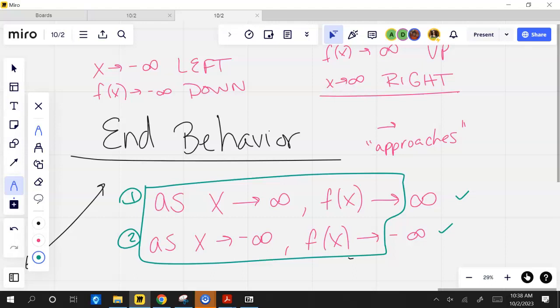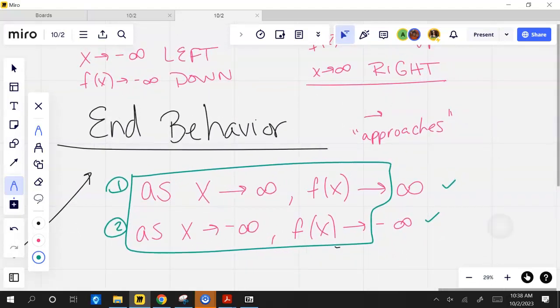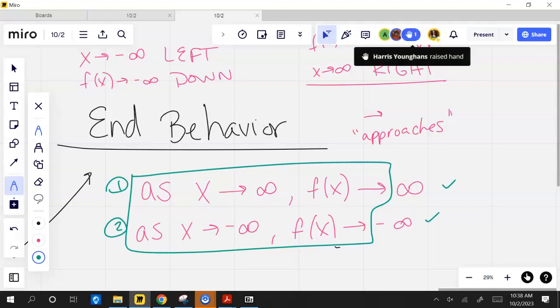What's circled in green never changes. It's what's on the end of those that changes. So let me give you an example of another graph, and I want you to describe the end behavior for me. Ready? And instead of giving you the graph, I'm going to give you an equation.